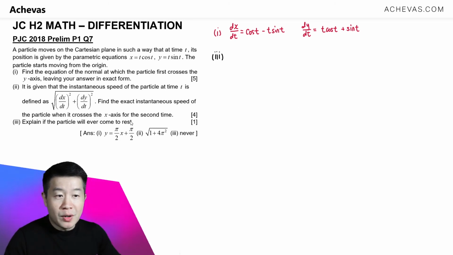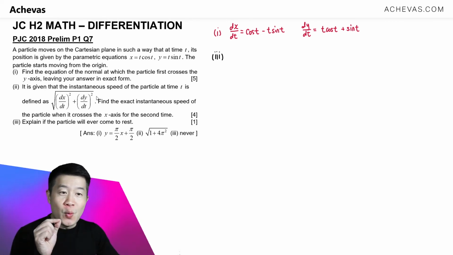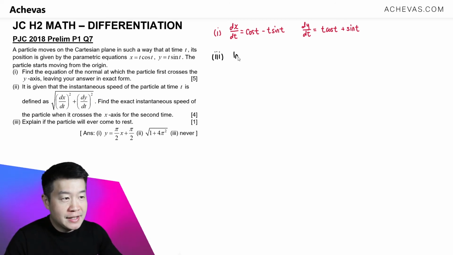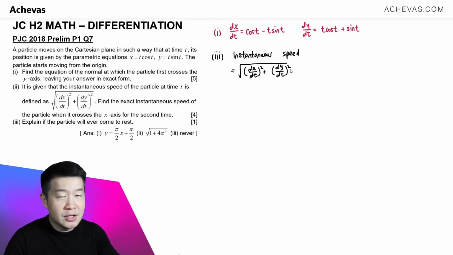To check whether the particle will ever come to rest, that is when the instantaneous speed is equal to 0. So let's analyze whether it is possible for the instantaneous speed to be equal to 0. So for the instantaneous speed, let me write it down. This is equal to the square root of dx dt square plus dy dt square. And let's make use of the expression from part 1.